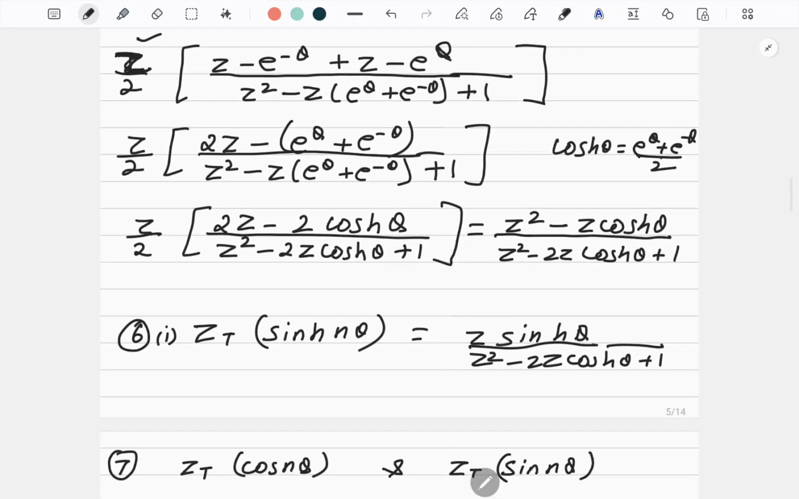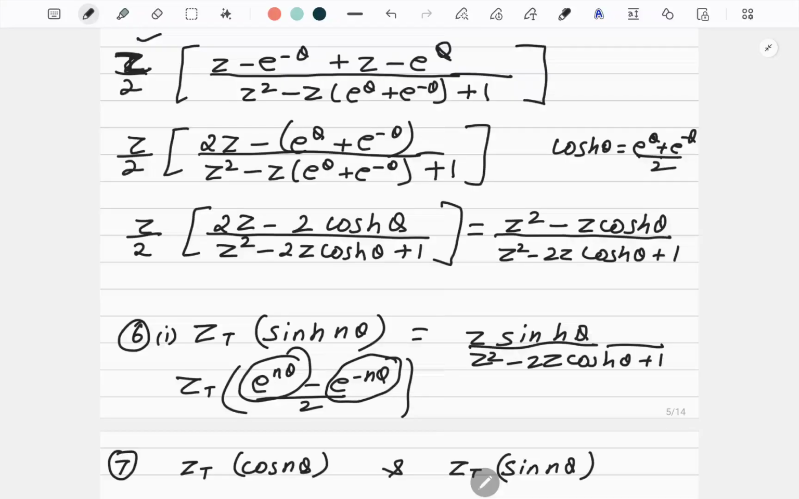Now on the same line you can do for sine hyperbolic n theta, and here it will be e to the power n theta minus e to the power minus n theta upon 2, and you will take z transform of this. Exactly same way 1 by 2 you take common. Okay, and then this you can write e to the power theta outside n. This you can write e to the power minus theta outside n. Apply the formula of k to the power n. Take the LCM and you will get this result.